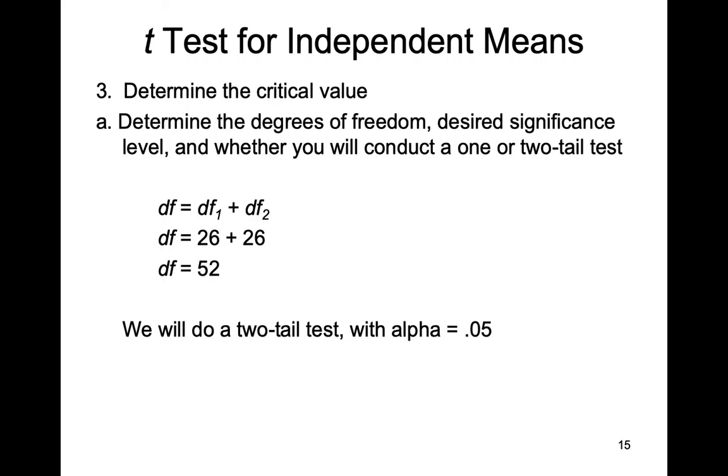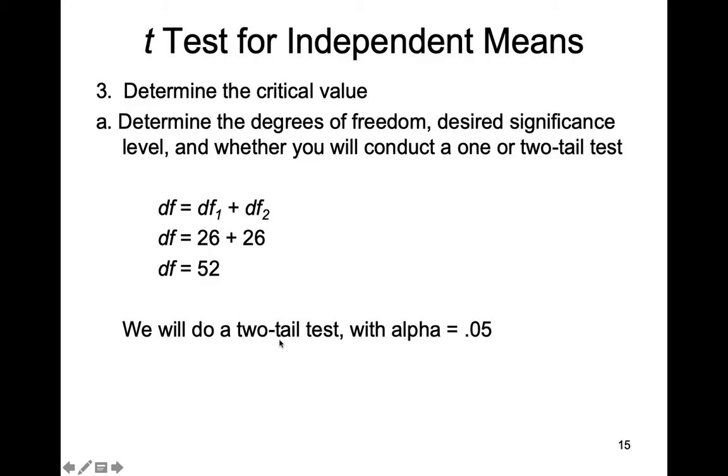All right, so to get a critical value, we need 3 pieces of information. We need degrees of freedom, desired significance level, and then whether we're going to conduct a 1 or 2 tail test. Degrees of freedom we already determined in order to come up with our pooled variance. But again, just to show you, we're just going to take our 2 different degrees of freedom and add that up. So our total degrees of freedom is 52.